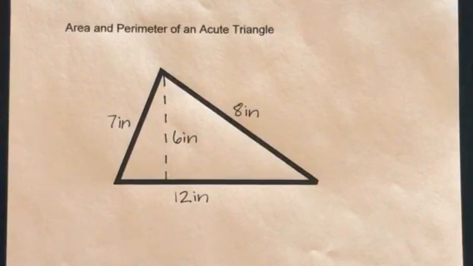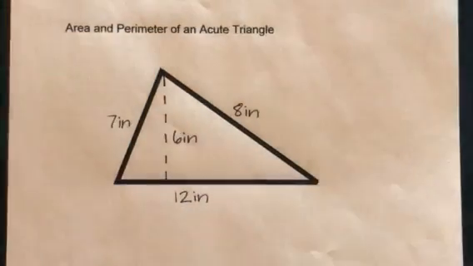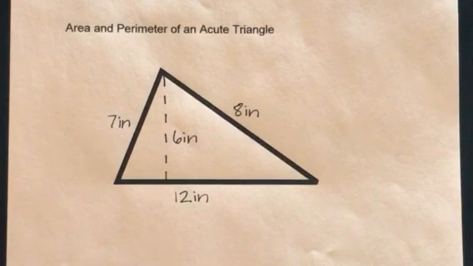Today we're going to be solving the area and perimeter of an acute triangle. Remember that an acute triangle means that all its angles are less than 90 degrees. So as you can see, these angles are less than 90 degrees. So we're going to first start by solving the area of this triangle.